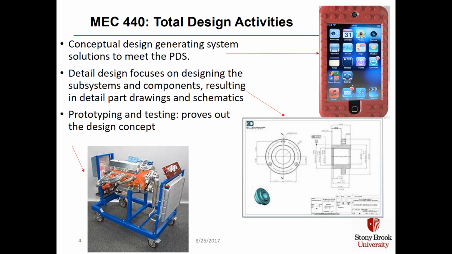This slide shows the major activities of total design, which you will follow in this class. The conceptual design phase involves generating multiple system-wide solutions to meet the PDS. This is followed by detailed design, which focuses on designing the subsystems and components. The details are documented in component part drawings, schematics, and software. Based on the detailed documents, you purchase components or build them in the shop. You then assemble the parts into a prototype and test the prototype as proof of concept.